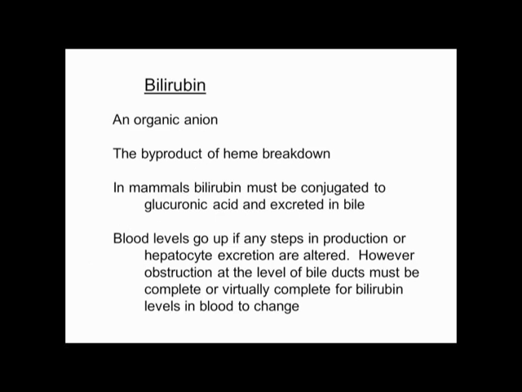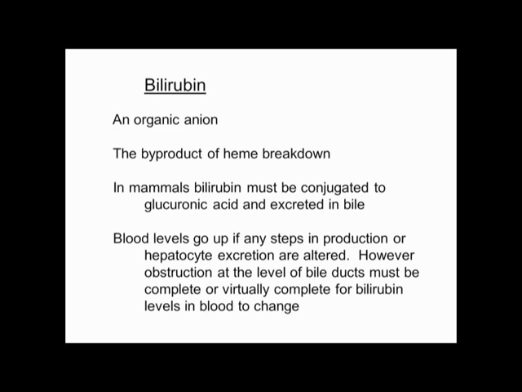Bilirubin is an organic anion. It's a byproduct of heme breakdown. It has to be conjugated to glucuronic acid, and blood levels go up if production or excretion are altered. However, to get bilirubin to go up in blood to any significant amount, you really have to almost completely block all bile flow. So the worst jaundice is when the common bile duct is obstructed.